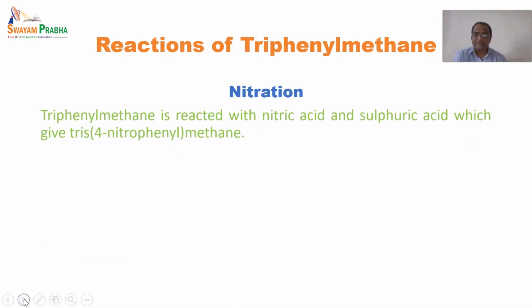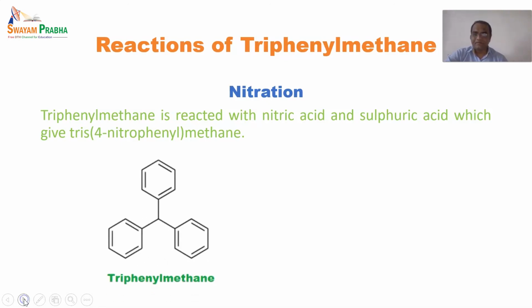After that, next reaction, that is a nitration. So triphenylmethane is reacted with nitric acid and sulfuric acid, which gives rise to tris. So tris means 3 nitrophenyl methane. So when it is bis, it means 2, and when it is tris, it means 3.